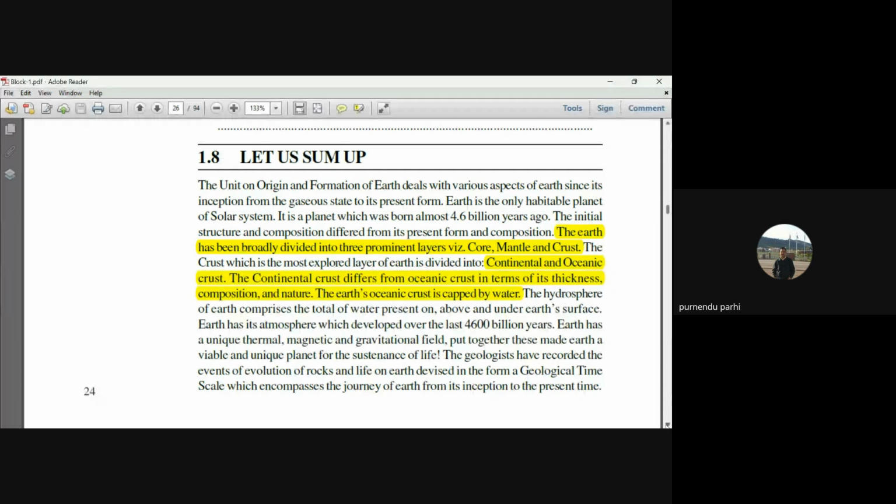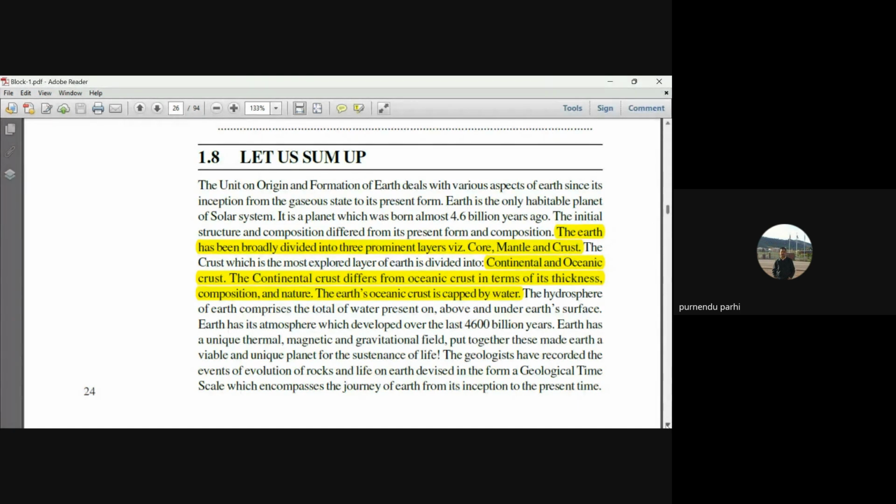So let us sum up what you learned from this unit one. The unit on the origin and formation of Earth deals with various aspects of Earth since its inception from the gaseous state to its present form. Earth is the only habitable planet of the solar system. It is a planet which was born almost 4.6 billion years ago. The initial structure and composition differed from its present form and composition. The Earth has been broadly divided into three prominent layers: core, mantle, and crust.